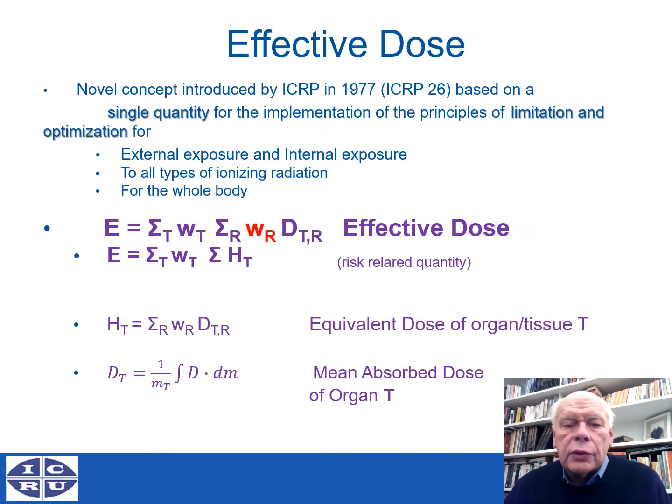The effective dose is, like everybody knows, the central dosimetric quantity in radiation protection. It was introduced by the ICRP in 1977 in ICRP 26. In the same report, the three principles of justification, limitation, and optimization were introduced, and particularly the last two, limitation and optimization, need, of course, a quantitative tool to be implemented in practice.